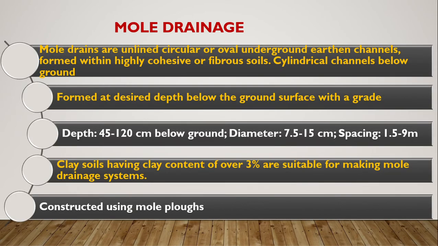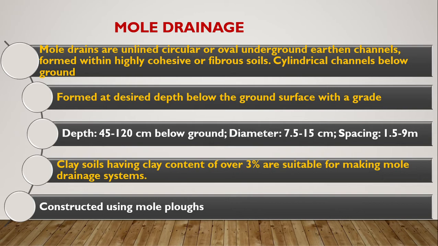So first we will move on to mole drainage. You all know what is mole drainage because we have just seen what that is. Mole drains are unlined circular or oval underground earthen channels formed within highly cohesive or fibrous soils. Cylindrical channels below ground. Generally they are channels made in very tight soils or highly cohesive soils like clay. Okay, they are not lined with any concrete or stones or whatever. It is just a channel made below the ground in clay soils.